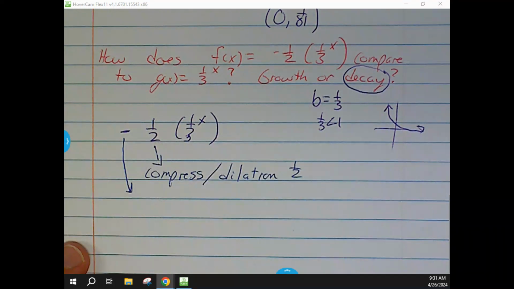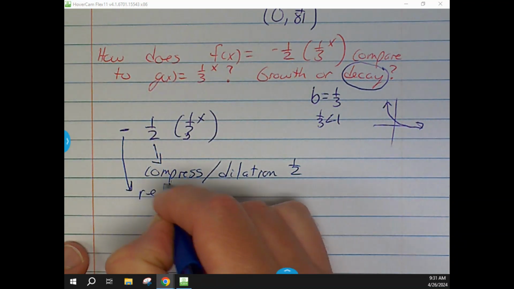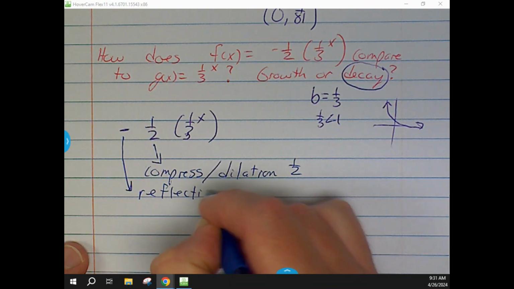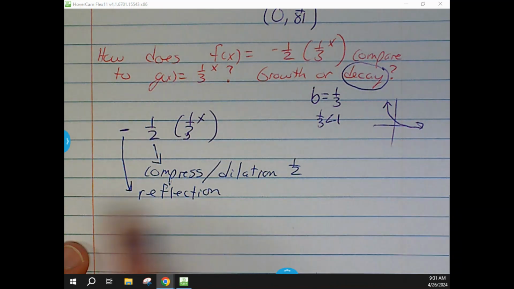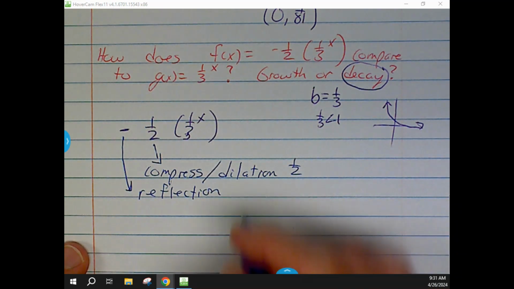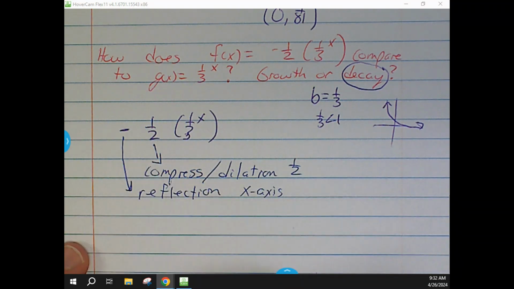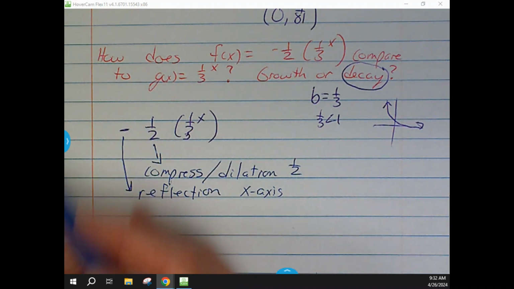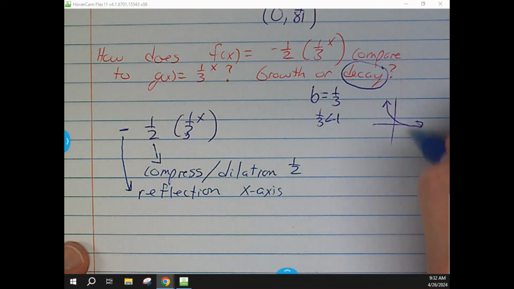Then what does the negative do? It's a reflection. Because it's on the outside, that should be, sorry, if it's on the outside, it's vertical. So it should be a reflection across the x-axis. Anything on the outside means it's vertical. And if you go up and down, you're jumping across the x-axis.